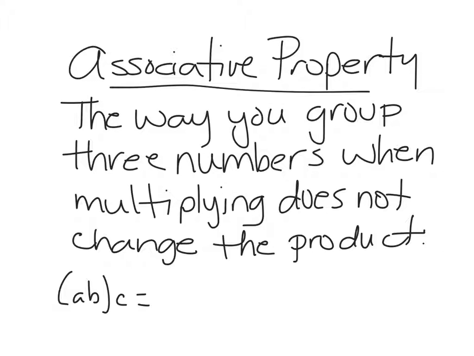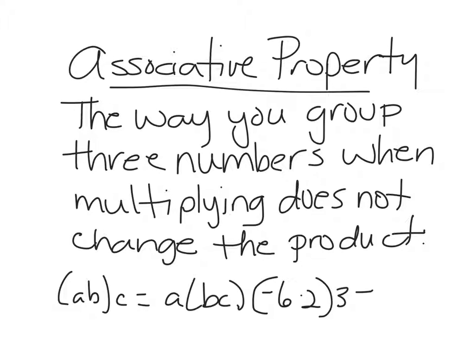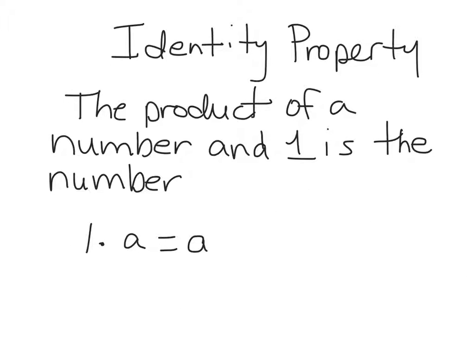AB times C equals A times BC, and the example would be if I had negative 6 times 2 with a 3 there, that would equal, or I could rearrange it to be that, and I would have the same answer. The identity property is the product of a number and 1 is the number. For example, 1 times A equals A, so anything times itself is going to be that number.